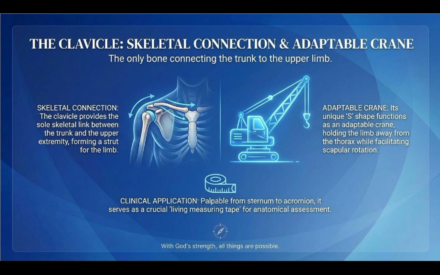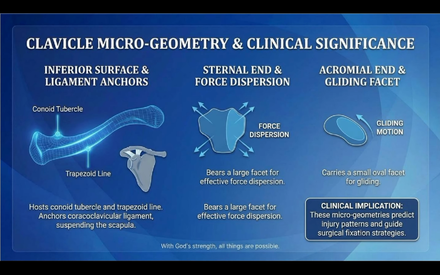It facilitates scapular rotation. Why? Because the lateral end is connected to the what? To the scapula, forming what is called the acromioclavicular joint. Clinical application: palpable from the sternum to the acromion. It serves as a crucial living measuring tape for anatomical assessment. It is palpable and measurable, and it's very crucial as a living measuring tape for anatomical assessment. We have the clavicle microgeometry and the clinical significance.